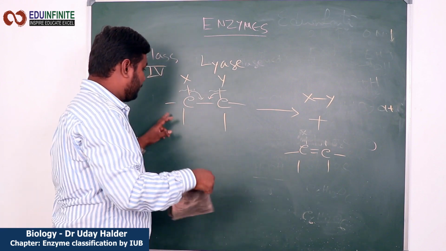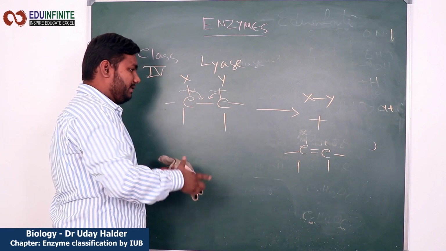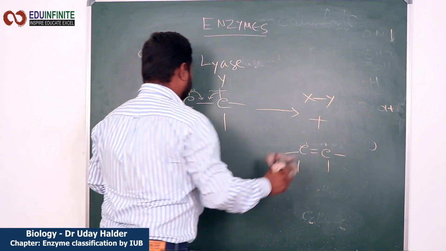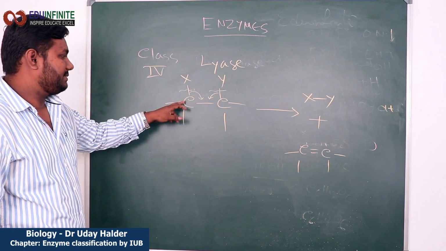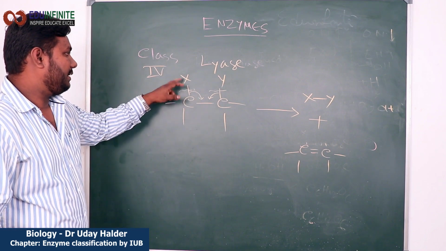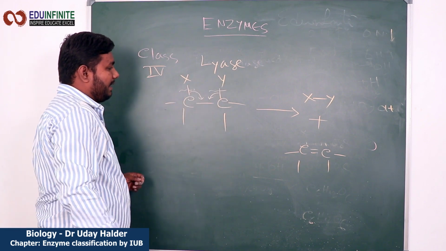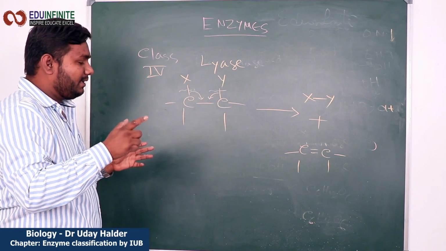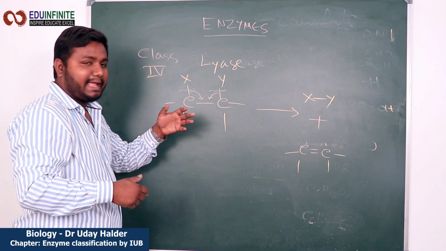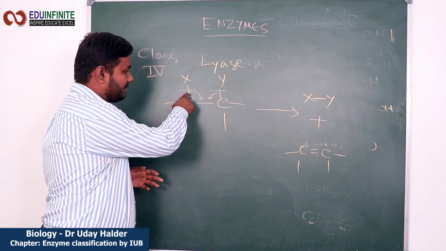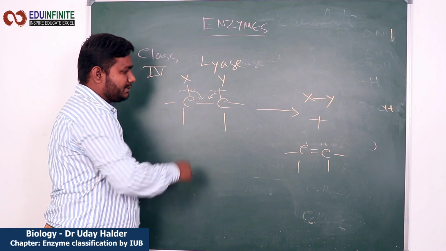So don't think about this two. Any group may be there. I'm just drawing a skeleton reaction. So CX will form a C bond with C. X is attached to C and this Y is attached to this carbon. And X and Y are going away together, joining hand in hand. So this carbon will form a double bond in this way.